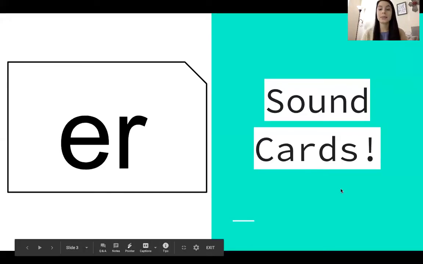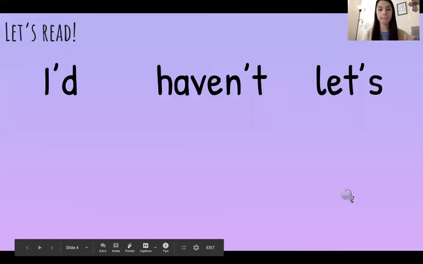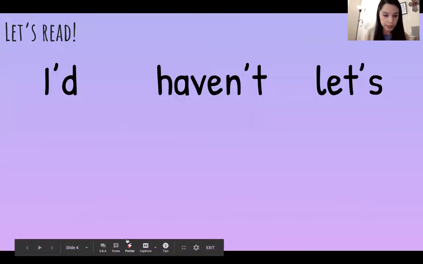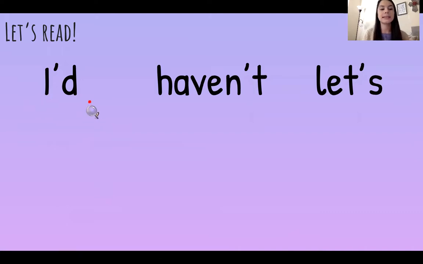Remember, we are working on contractions, two words that come together to form one word. Okay, let's read. Ready? Let me get my pointer. I'd. What's the word? I'd. Okay, now let's look at this word. Do you see a word that is familiar? Maybe this right here. This is the word have. Now we have the contraction N apostrophe T. So this is n't. So we have haven't, haven't.